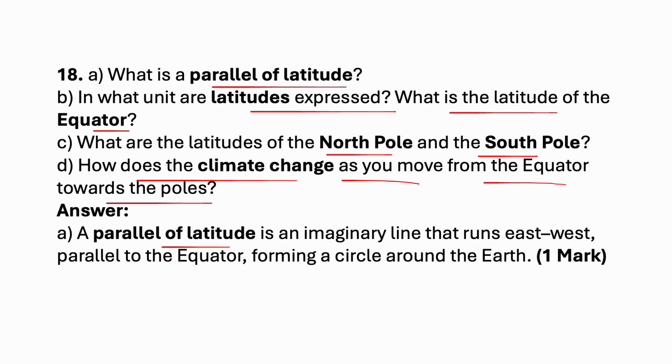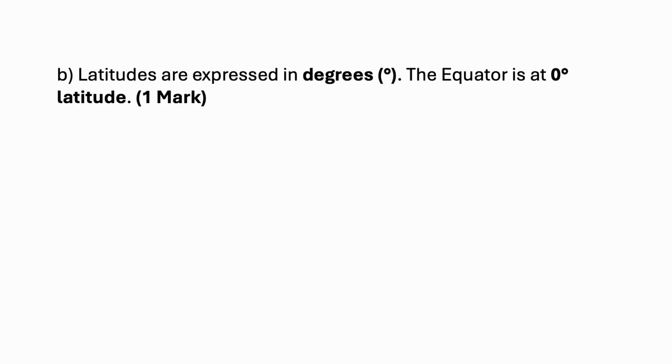A parallel of latitude is an imaginary line that runs east-west parallel to the equator, forming a circle around the earth. So, it is an imaginary circle drawn around the earth. Then, in what units are latitudes expressed? What is the latitude of the equator? Latitudes are expressed in degrees. The equator is at 0 degree latitude.